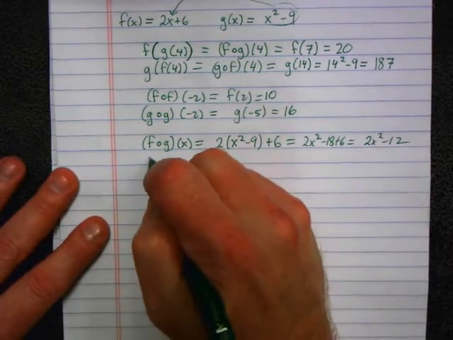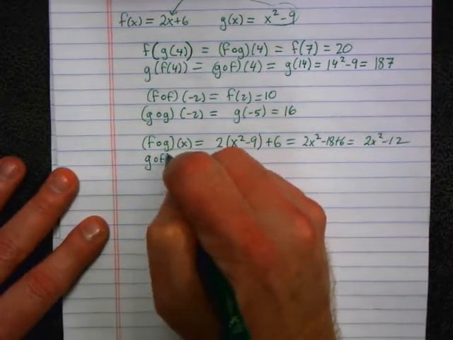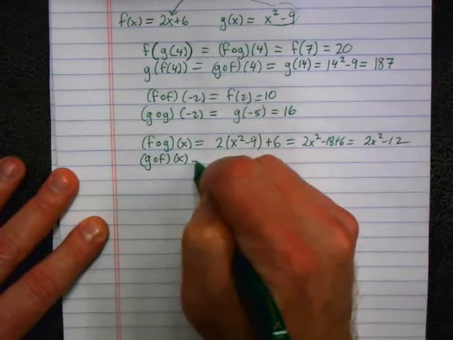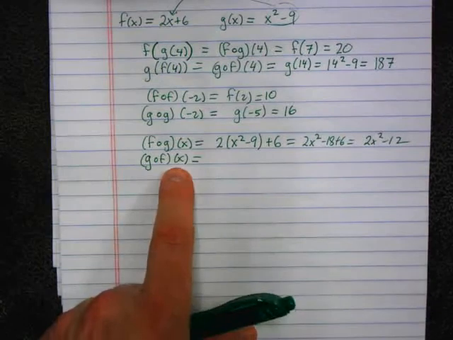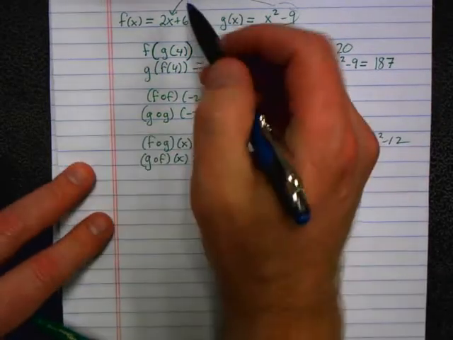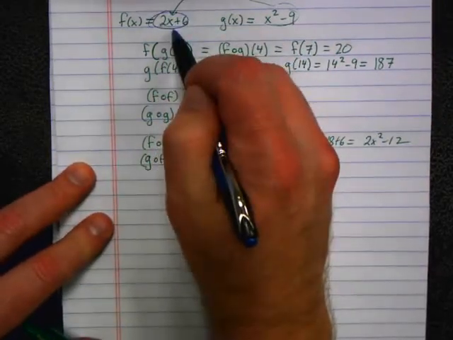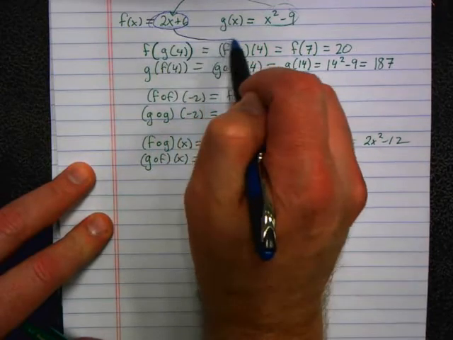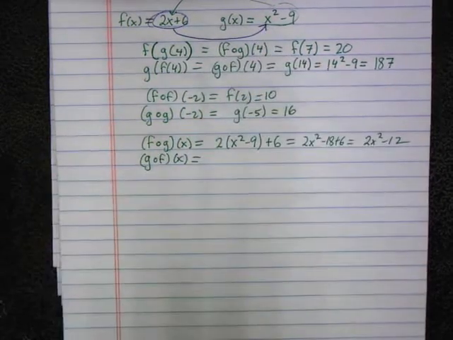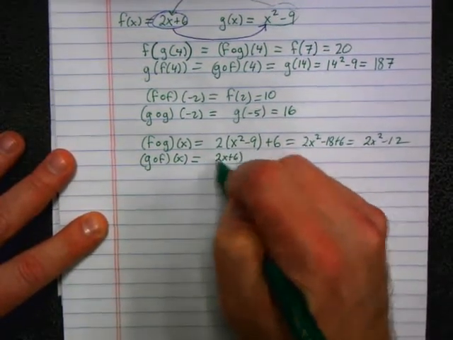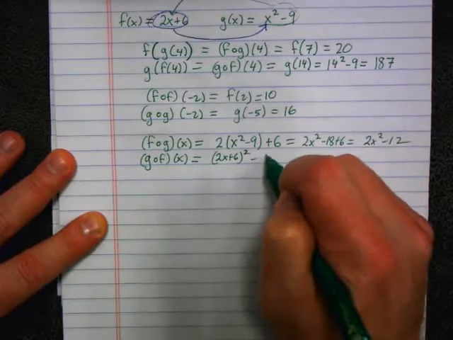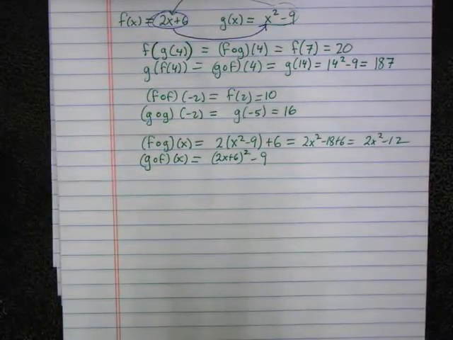Conversely, I might do g of f of x. And that means to go the other way. That means start with the f function. So I'm starting here, and I'm going to take that function and plug it in for the x over there. Which means I'm going to have 2x plus 6, whole thing squared, minus 9.